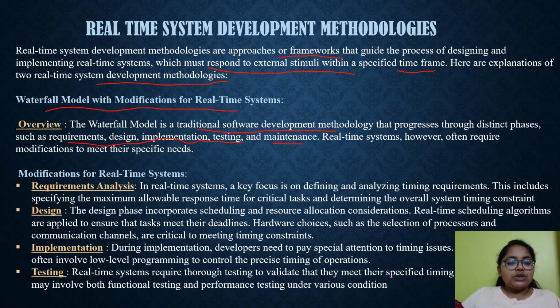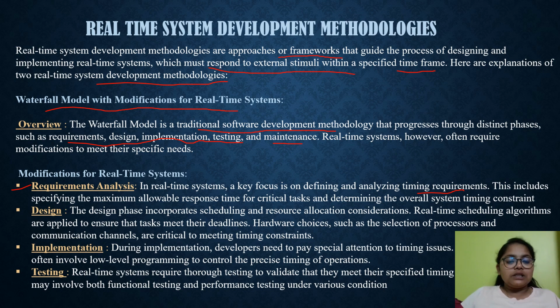The modifications for the real-time system are of four types, that is requirement analysis, design, implementation, and testing. In real-time systems, a key focus is on defining and analyzing the timing requirements, which plays a very important role. This includes specifying the maximum allowable response time for critical tasks and determining the overall system timing constraints.